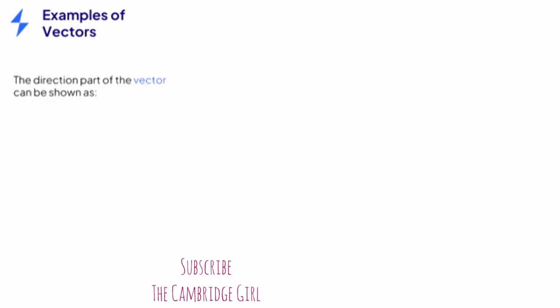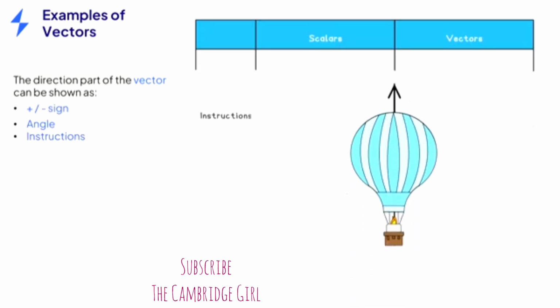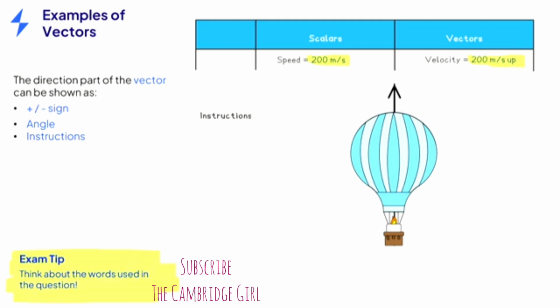A quantity is also a vector when the direction part is explained with instructions. In this example, the balloon is traveling at a speed of 200 meters per second. But as a vector, we can say that the velocity is 200 meters per second upwards. Think about the words used in a question and what this means.